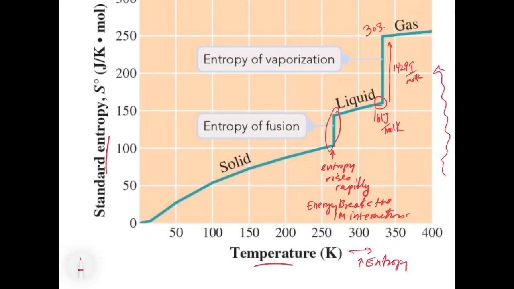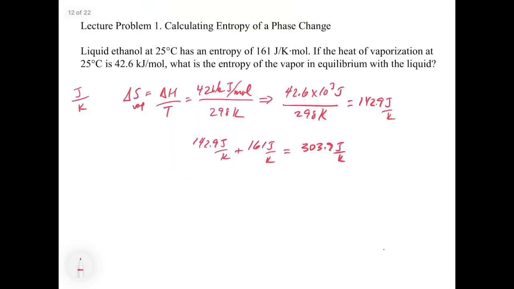So that up here is the 303.9 joules per Kelvin. So you can see what I'm talking about. The delta S for this process, which is here, is the difference between where it starts and where it stops. So this is the liquid, this is the gas, and the delta S of the phase transition is that 142.9 joules per mole Kelvin.